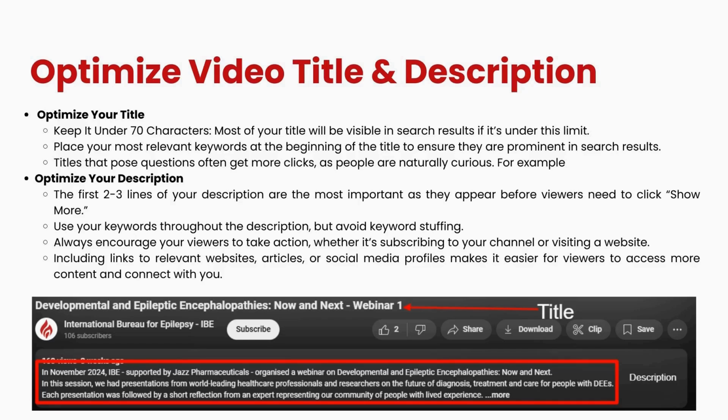including status epilepticus. Always include a call to action, such as encouraging viewers to subscribe or visit your website for more resources, and add links to related content like your website or social media to make it easier for viewers to connect with you. And you also need to add relevant tags to your video to help YouTube's algorithm understand and rank your content. For example, tags like epilepsy education or seizure treatment can boost visibility.